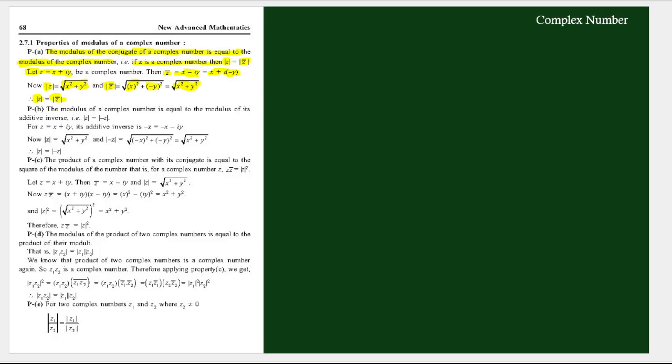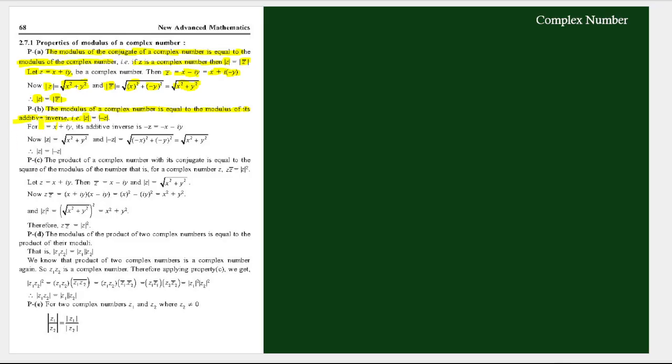Fine. The first property, you understand? Now let's come to the second property. What is the second property? The modulus of a complex number is equal to the modulus of its additive inverse. Additive inverse means negative, the minus. So modulus of z and modulus of minus z both are equal.